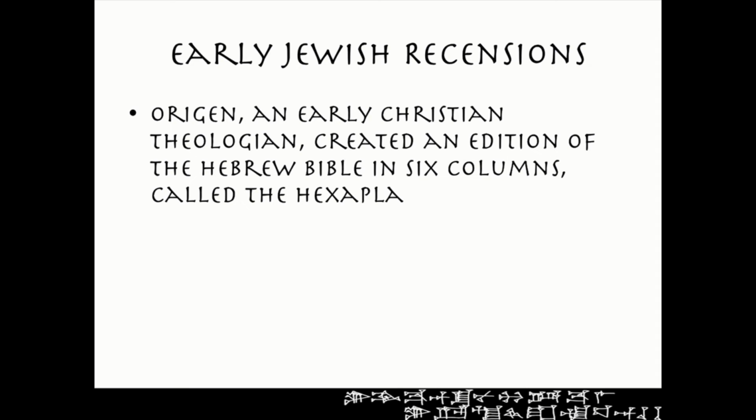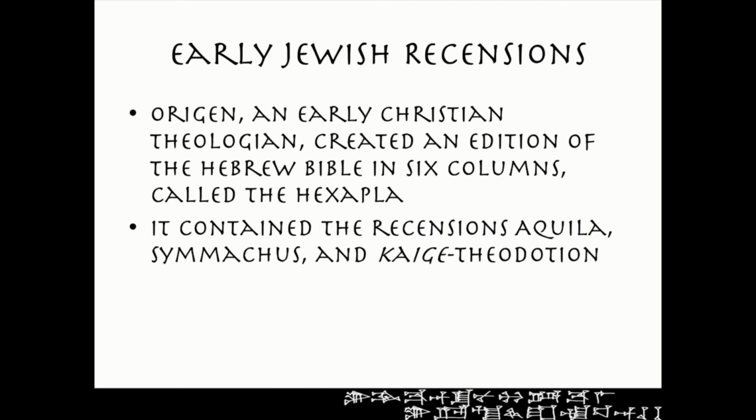Origen was an early Christian theologian, and he created an edition of the Hebrew Bible with 6 columns, the Hexapla. And these 6 columns contained the Hebrew. Column 2 contained a transliteration of the Hebrew text into Greek. And then among the remaining columns were several recensions of the Old Greek: Aquila, Symmachus, and Kaige Theodotion.